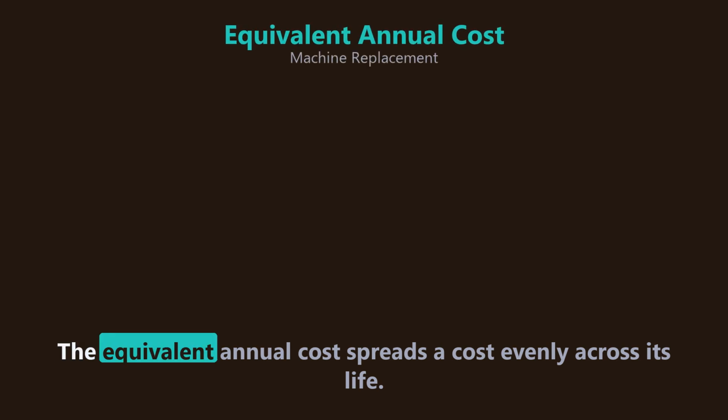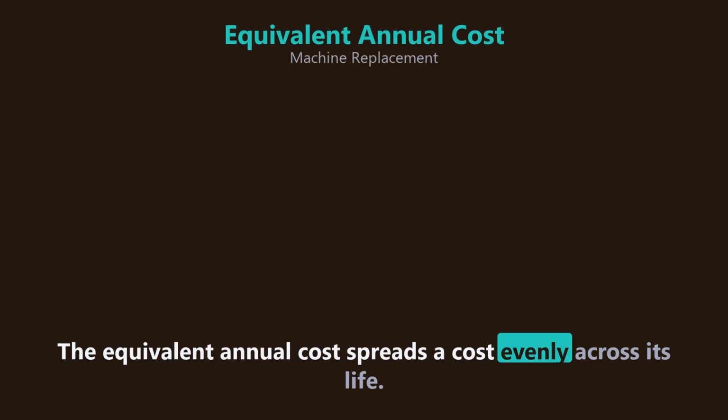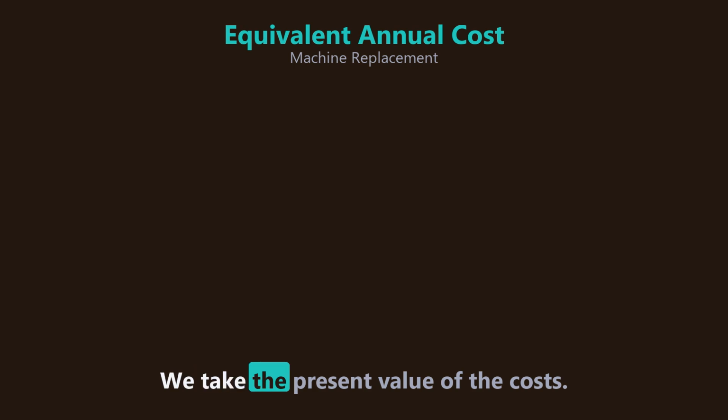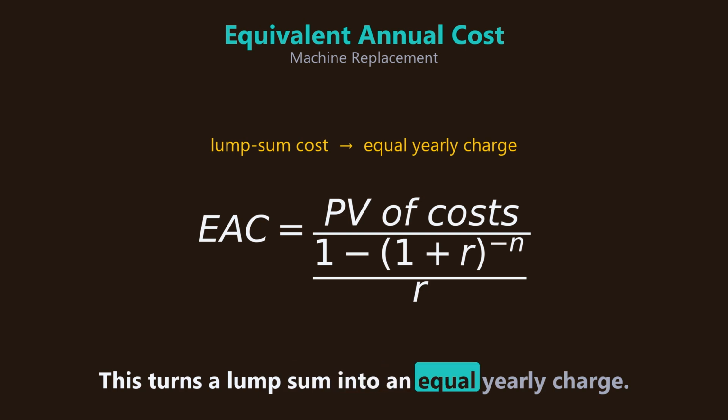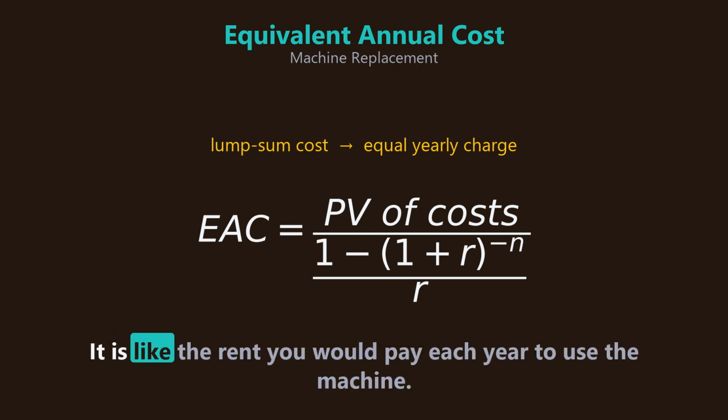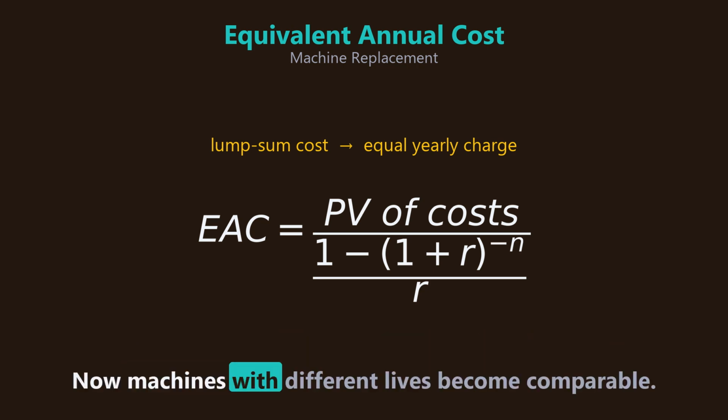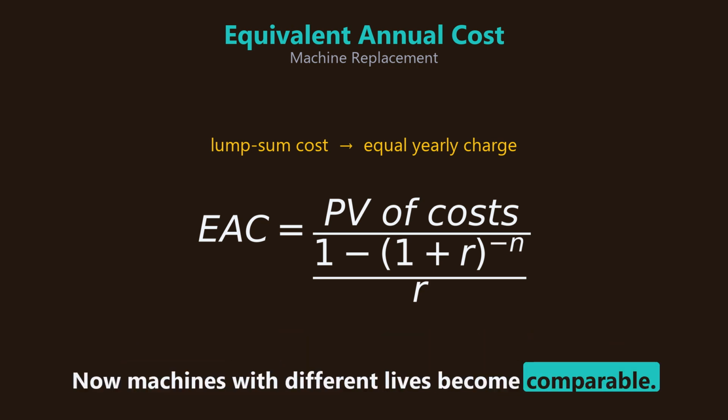The equivalent annual cost spreads a cost evenly across its life. We take the present value of the costs. Then we divide by the annuity factor for that many years. This turns a lump sum into an equal yearly charge. It is like the rent you would pay each year to use the machine. Now machines with different lives become comparable.